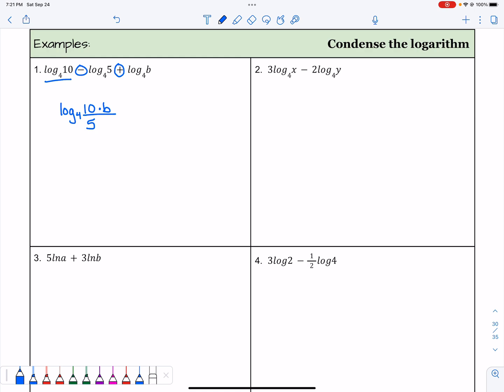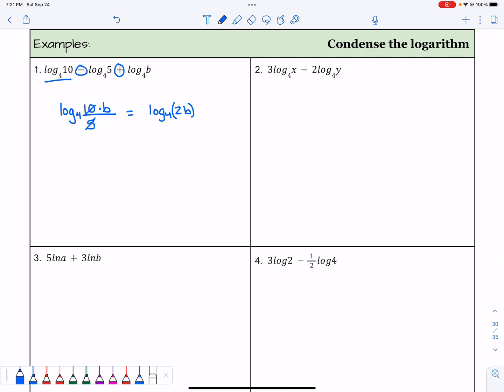Then we could do a little bit of reducing there. So log base 4, 10 divided by 5 will give us 2. So you can reduce it to be log base 4 of 2b. You might see it that way, or they might leave it unreduced. It just depends. But number 2, let's look at this one.